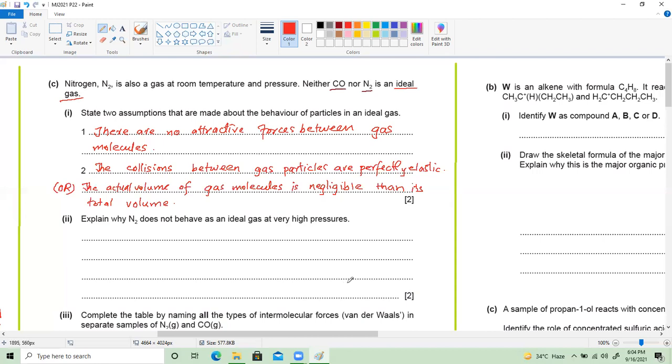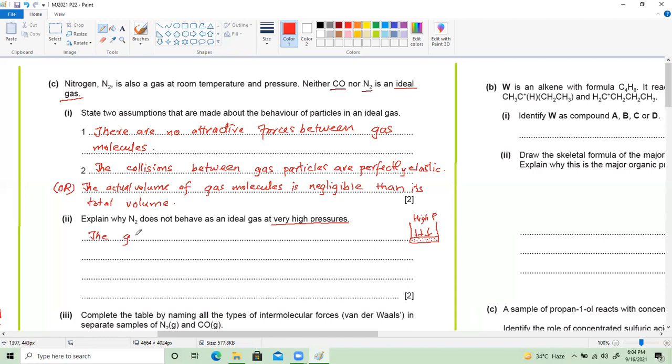Okay, explain why nitrogen does not behave as an ideal gas at very high pressure. हाई प्रेशर पर पार्टिकल्स करीब आ जाएंगे तो इंटरमोलिकुलर फोर्स बन जाएगी तो फिर वो आइडियल गैस बेसिस से डिविएट करेगा. Yes, जब बहुत ज़्यादा हाई प्रेशर हम exert on the gases, then the gas molecules will come in very close vicinity to one another. And when the particles come very close together, some attractive forces, intermolecular forces like van der Waals forces should be present.